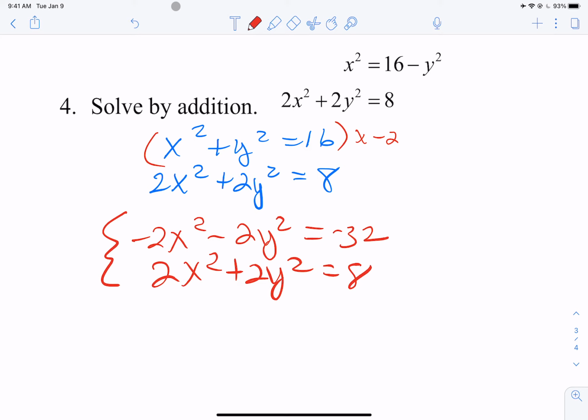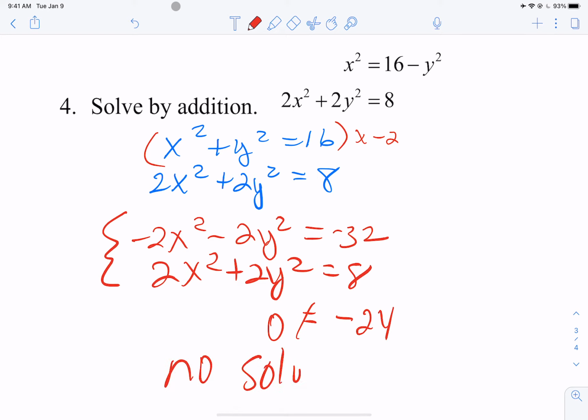Now, something funky happens with this one. Not only do the x's go away, but the y's go away, leaving me 0 on that side. It would be okay, kind of, if we ended up with 0 on this side, but we don't. Negative 32 plus 8 is negative 24. 0 doesn't equal negative 24, so there's no solution. This actually means our two figures never touch.